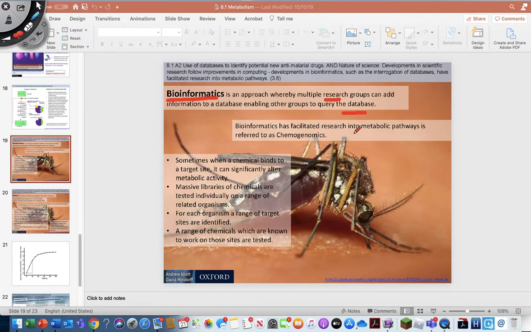Bioinformatics has facilitated research into metabolic pathways, and this is also known as chemogenomics. So that is it for today, and that is it for rational drug design.